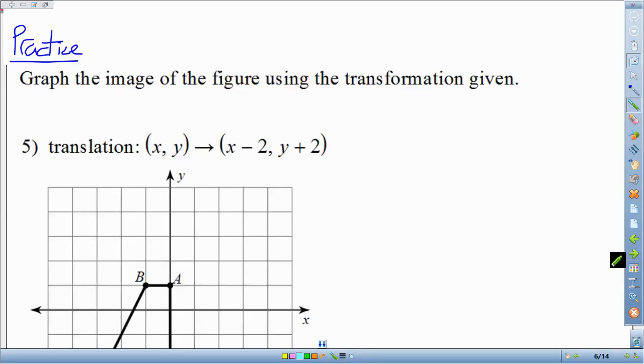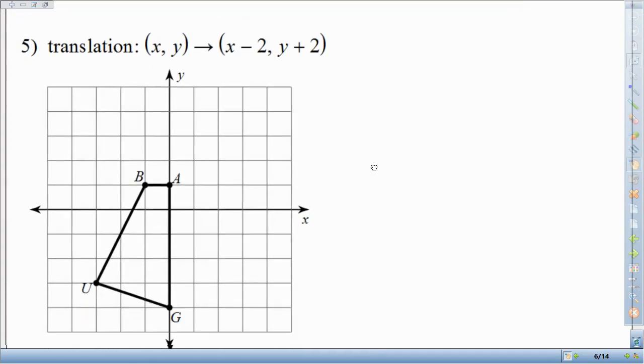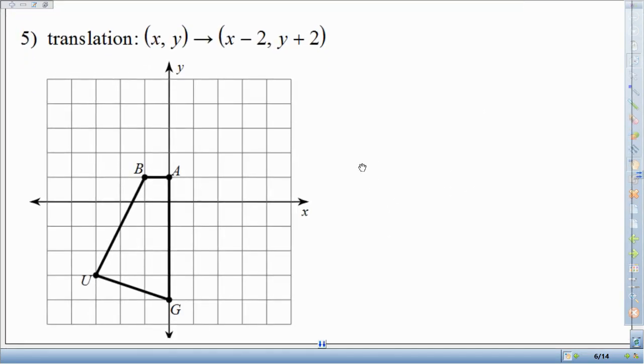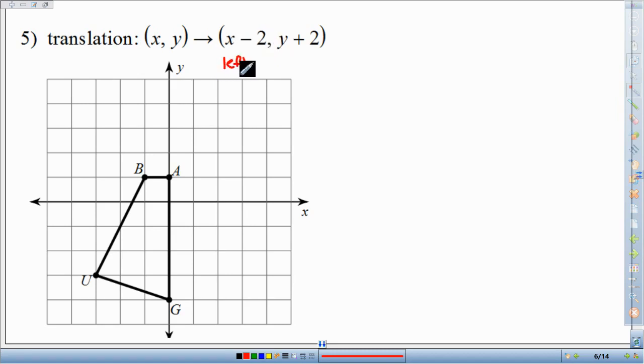Now I'm gonna have you guys go ahead and try one of these out on your own. So on number 5, go ahead and try this problem out on your own, and we'll go over it in a second. Try it out. Alrighty. So on this problem, I guess the first thing is, what does this mean here? Well, again, if we have a number being subtracted from x, that means we're going to the left. So this is telling me I'm going to the left 2. When we have a number added to the y, that means we are going up. So to the left 2, up 2.